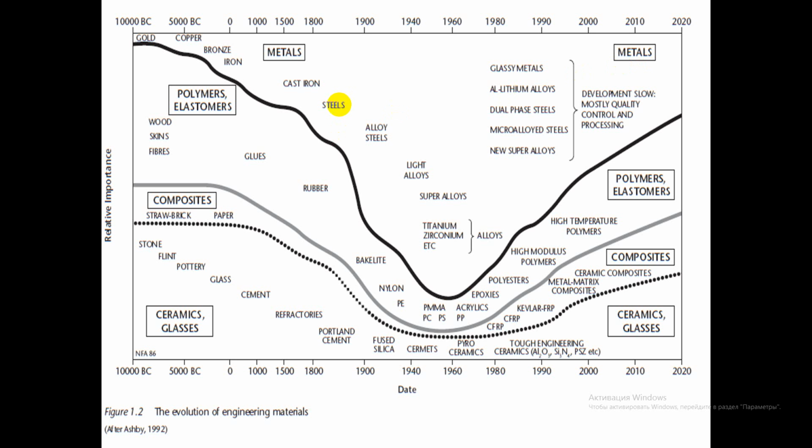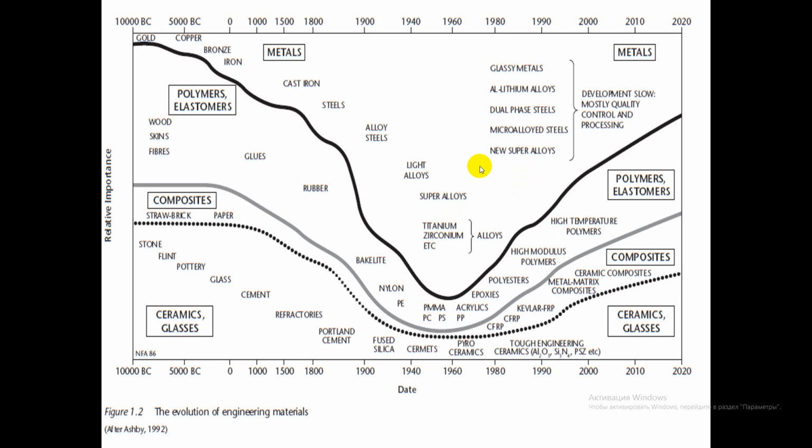By the middle of the 20th century, metals had become the single most important class of materials. So since that time, discoveries in the field of polymers and ceramics have redressed that balance, and development of engineering composites have also had a major impact.